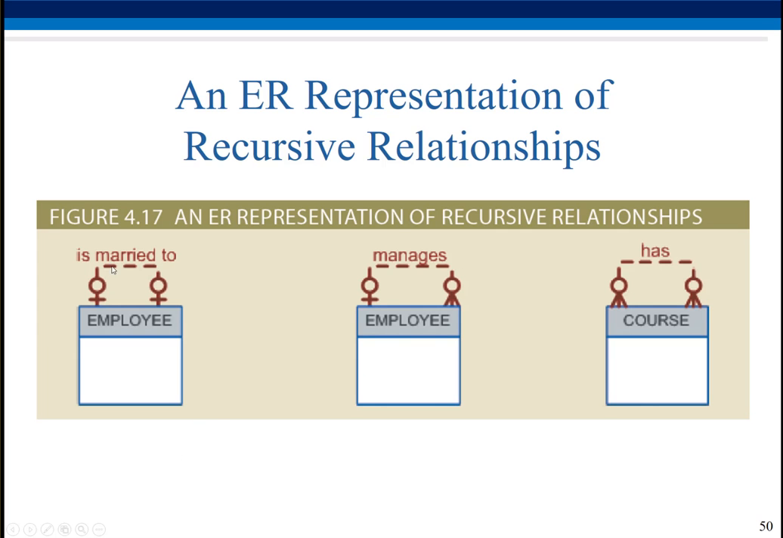right over here. It's unary. So an employee is married to another employee, or he manages an employee, or a course has another course in here. Let's just stick to the married to. So this person is married to 0, 1, because an employee doesn't necessarily have to be married in here. But the employee who's married to, so Joe is married to Sally, he can only be married to Sally. Sally can only be married to Joe. Therefore, they're recursive in here.